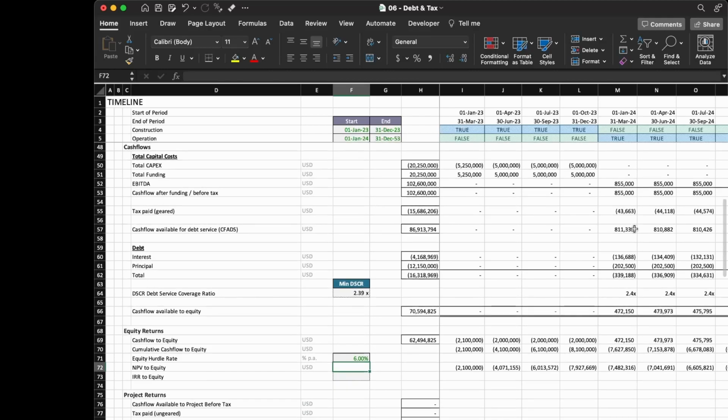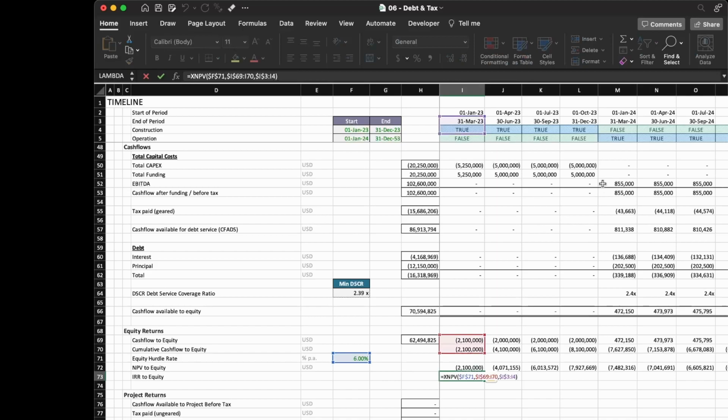Then we can calculate the project IRR. I'm going to use, again, XIRR. Watch the video that I just mentioned before. That's interesting. So the values. Now, I can also calculate the cumulative XIRR. So I'm going to just copy, paste here, and just fix.